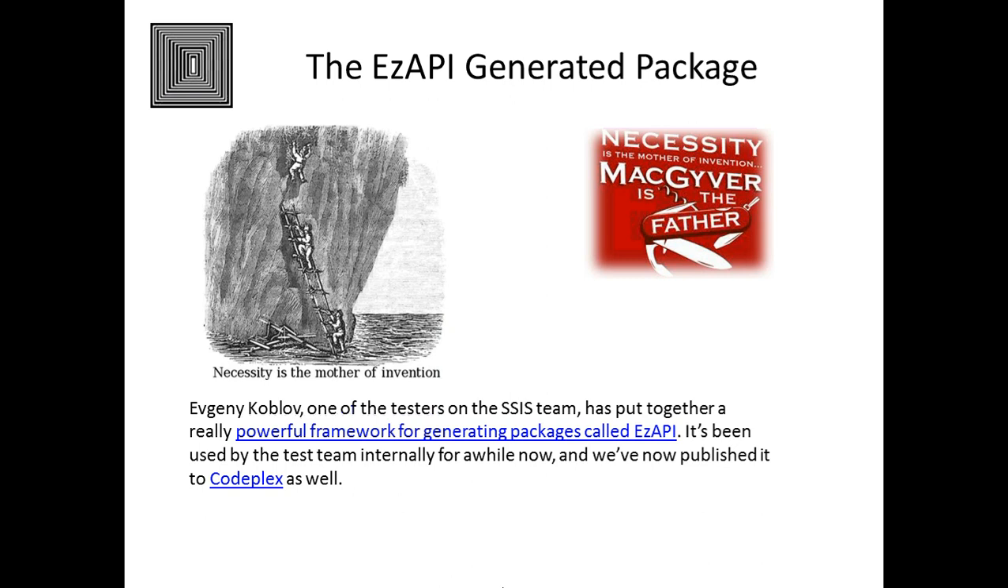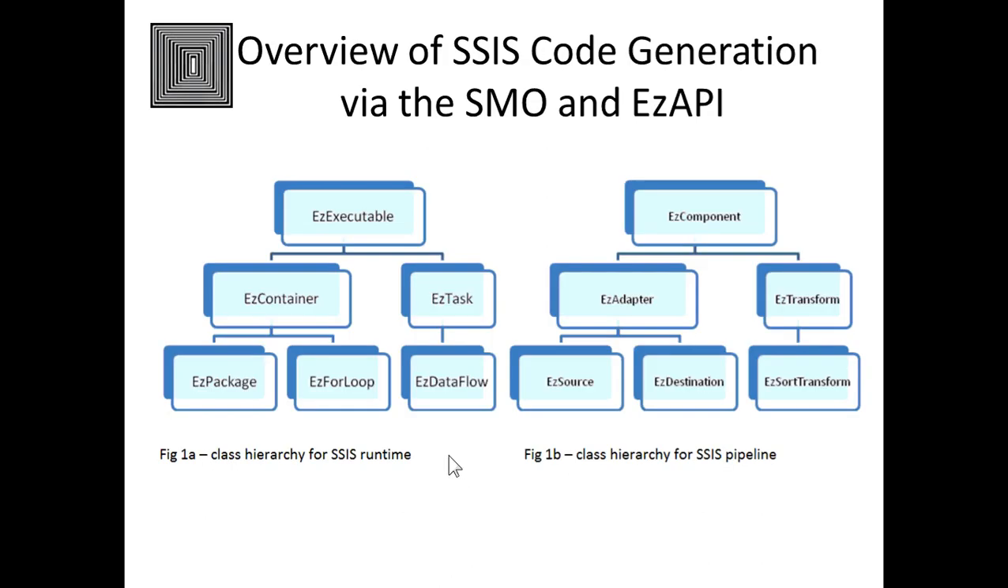If we were to overview the code generation and the model, it's a much simpler model than the raw system management model. As we look at this, we're looking at two basic class hierarchy diagrams here. Here's our hierarchy for the executable, which obviously can have a container and a task. Within the task and within the container, you can have a package or a for loop, and within the task, you can have a data flow. Additionally, as we break into that data flow, we've got components, adapters, transforms, source, destinations, and say the sort transform. Again, a significantly easier model.